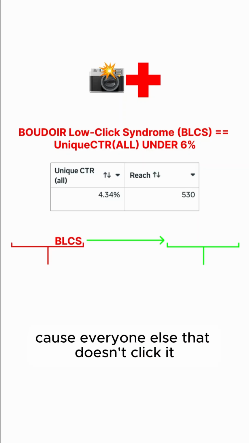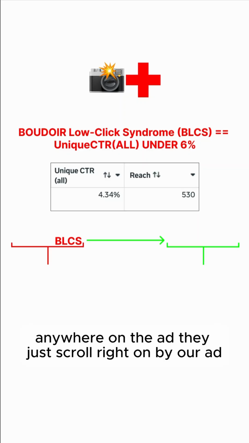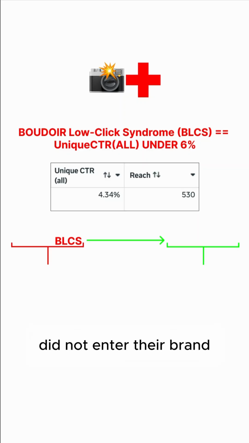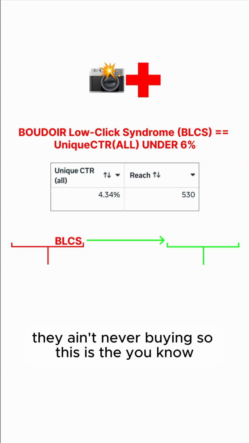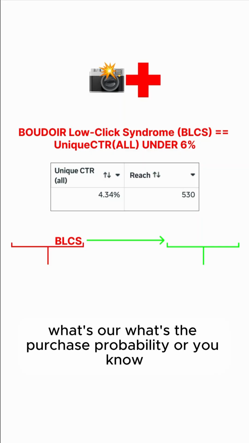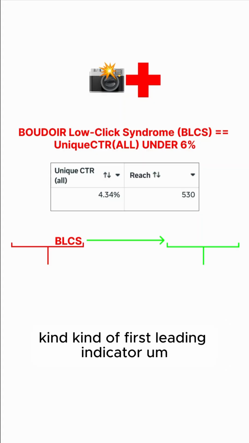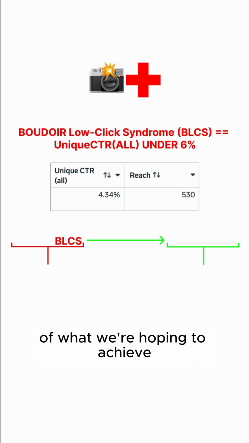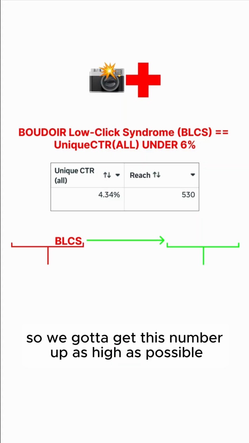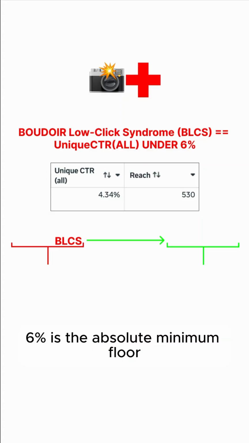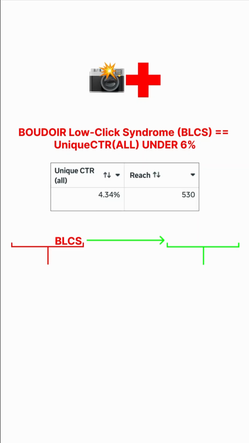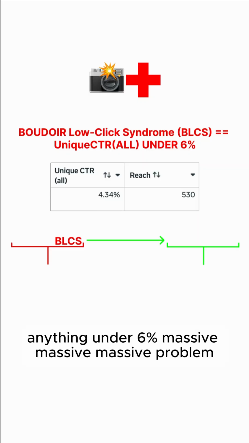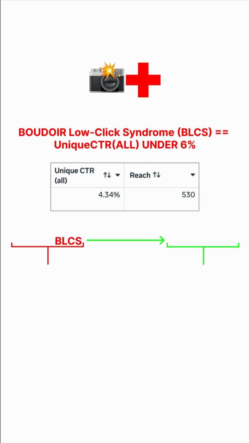Because everyone else that doesn't click anywhere on the ad, they just scroll right on by. Our ad did not enter their brain. They ain't never buying. So this is the purchase probability, or first leading indicator of what we're hoping to achieve. So we gotta get this number up as high as possible. 6% is the absolute minimum floor. Anything under 6%, massive, massive, massive problem.